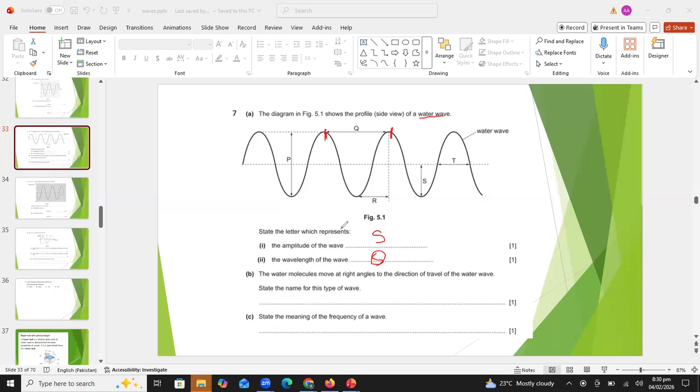Excellent. All right. Now in the B part, they are saying the water molecules move at right angle to the direction of travel of the wave. They are asking to state the name of this type of wave. Well done, Zen, Hafsa, Ayan. These are transverse waves. Transverse waves are those waves in which vibration of particles and direction of propagation of wave are perpendicular to each other. Ahmad, are you understanding?